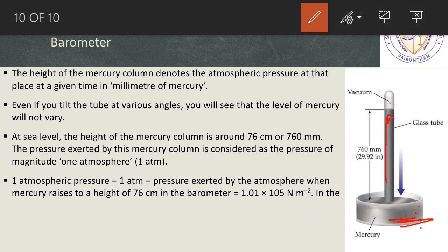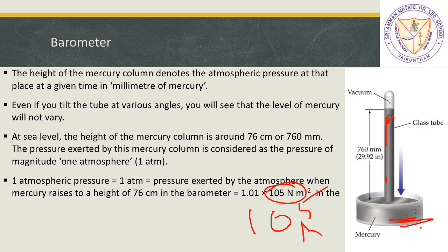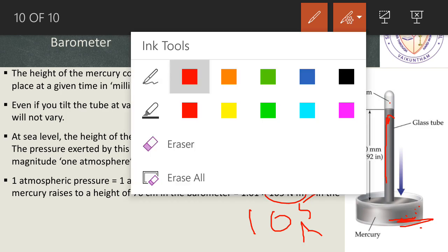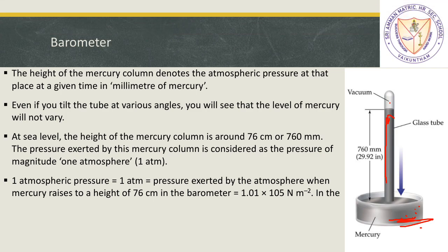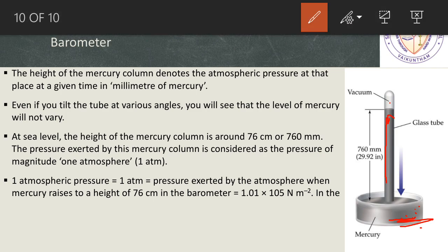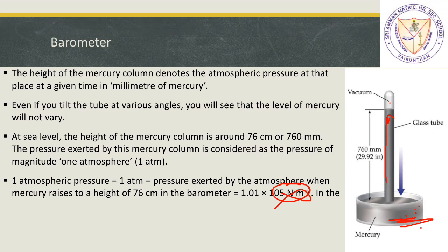It is 10 to the power 5, not 105, it is 10 to the power 5, 10 raised to 5. This is a correction, please make it, as here it is wrong. It is 1.01 into 10 to the power 5 Newton per meter square or Pascal. Newton per meter square is also called pascals.